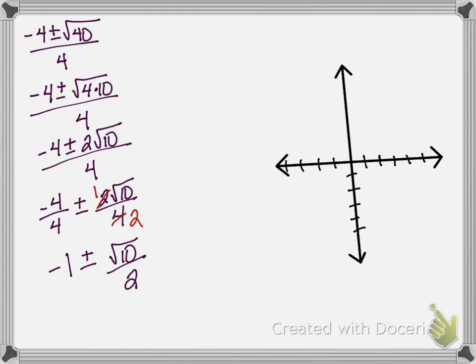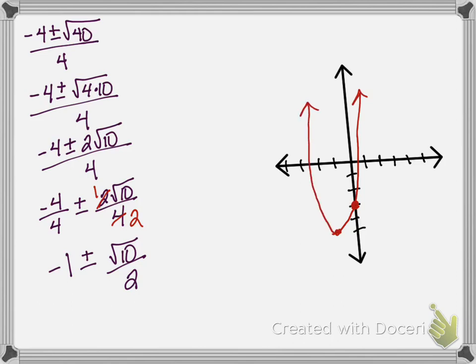Okay. So I'm going to start with my vertex. And my vertex is negative 1, negative 5. So that's my vertex right here. My y-intercept is negative 3. So there's my y-intercept. Okay. Now, you're not going to know. I mean, you could figure out negative 1 plus or minus the square root of 10 over 2 on your calculator. There's no reason to. You're just going to have it come up like that.